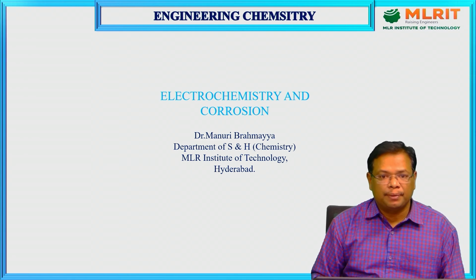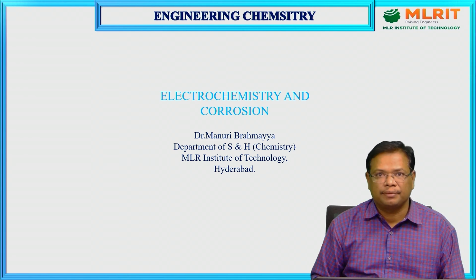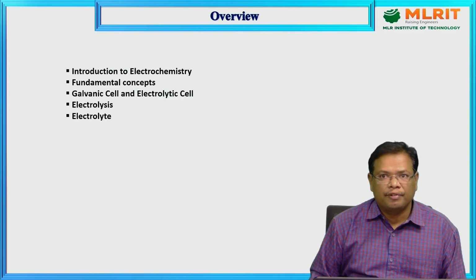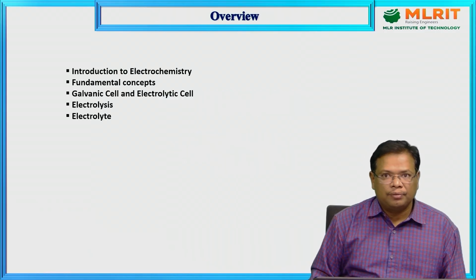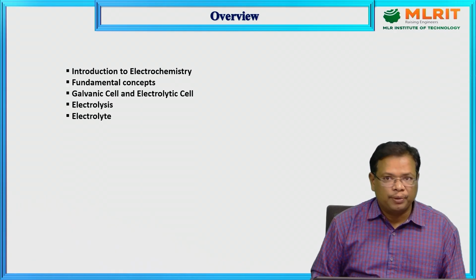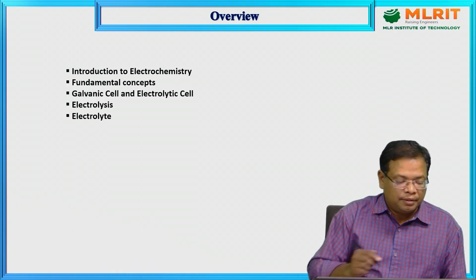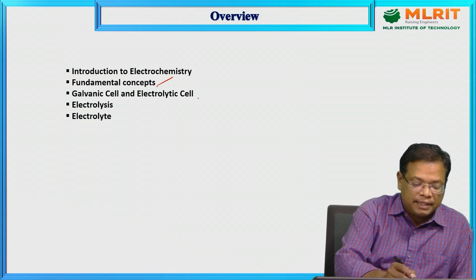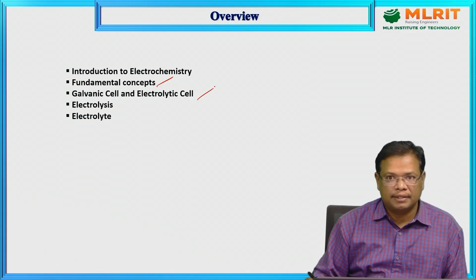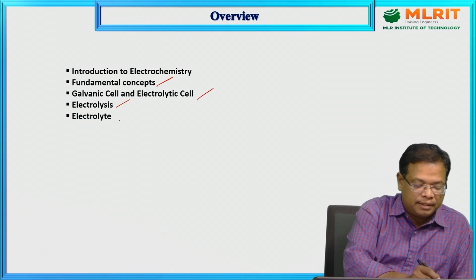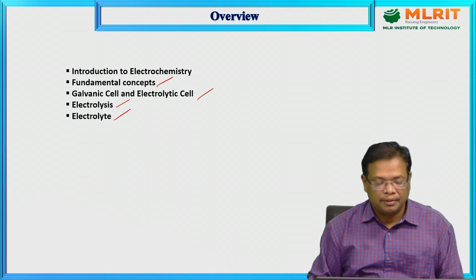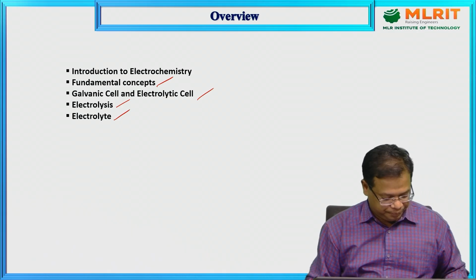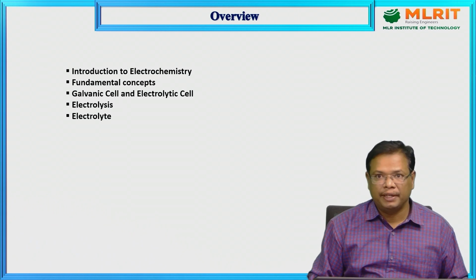Today I am going to talk about electrochemistry and corrosion. Overview. We are going to cover Introduction to Electrochemistry, Fundamental Concepts of Electrochemistry, galvanic cell and electrolytic cell definitions, electrolysis and electrolyte. What are these terms in electrochemistry? We will discuss.